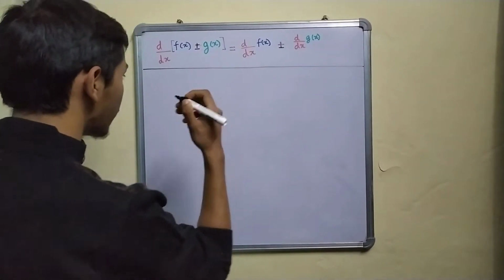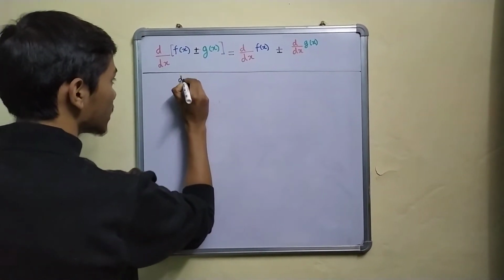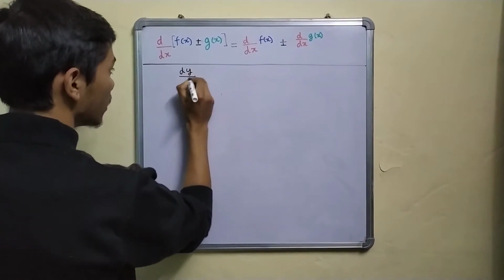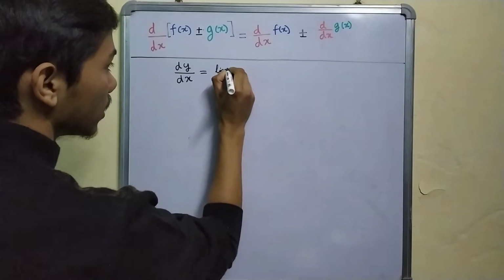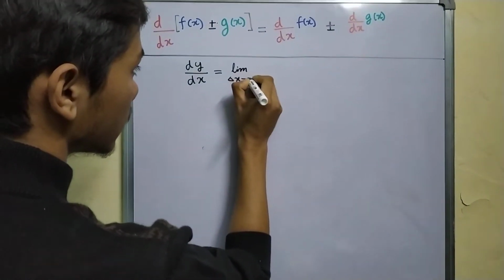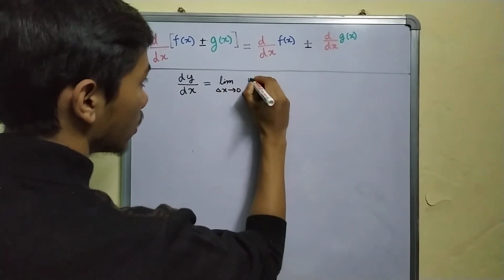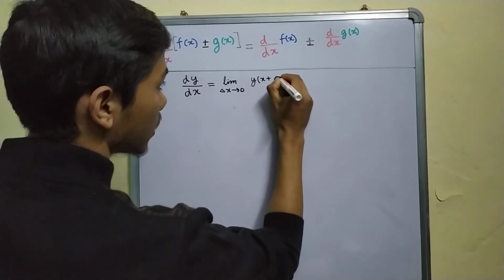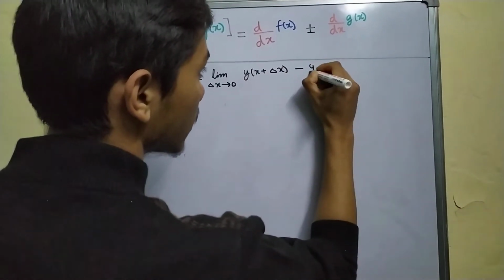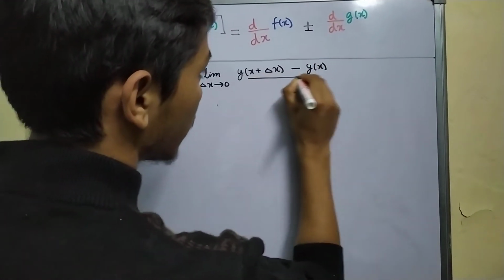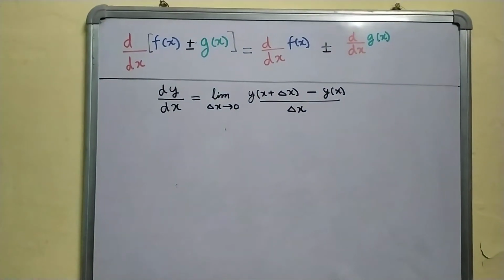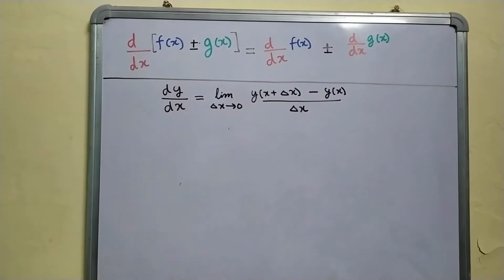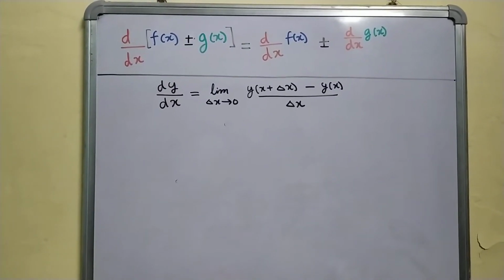So we'll be proving this using the definition of a derivative, which says that if you have any function y, the derivative of y with respect to x is the limit as delta x tends to 0 of y of x plus delta x minus y of x, divided by delta x. I've shown why this is the case in one of my previous videos. You should check it out.